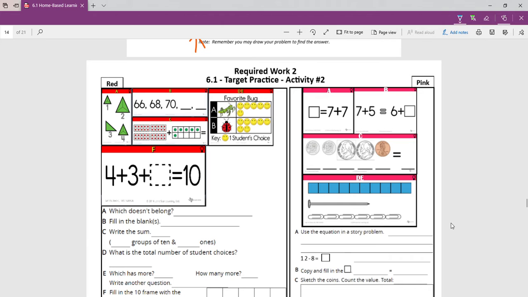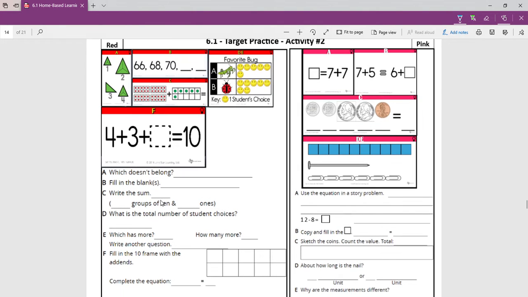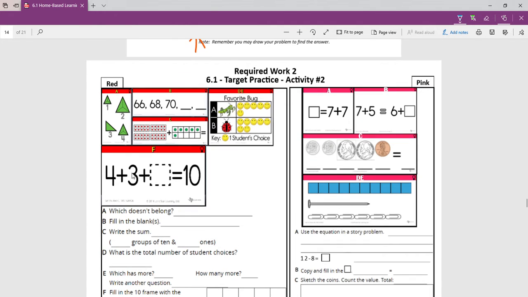Let's do the red part first, this part over here on the left side. Remember, you have letters A, B, C, D, E, and F. And then you have the blocks up here that also have A, B, C, D, E, and F. Okay, let's read each one. Ready? This is for rectangle A, for this box up here.